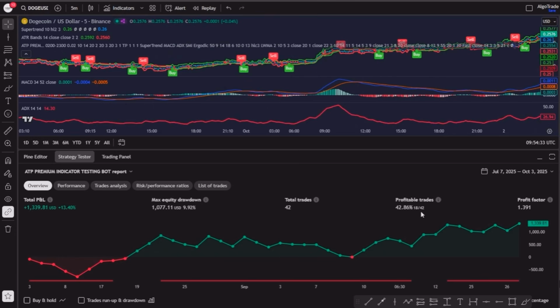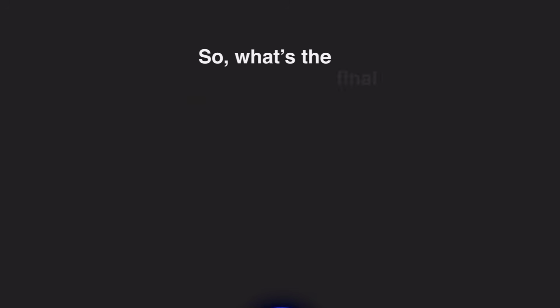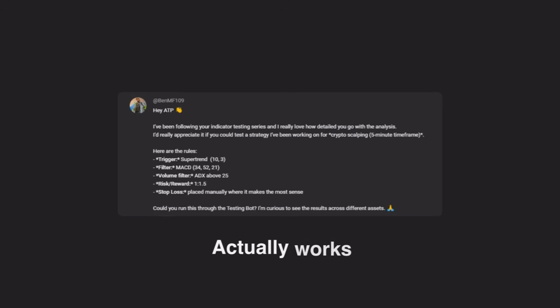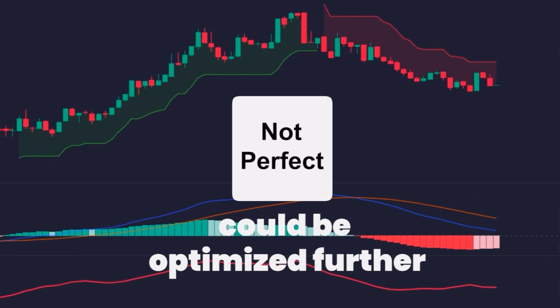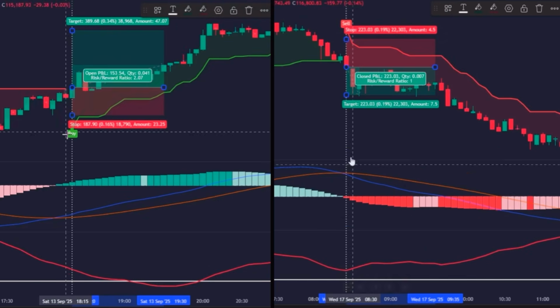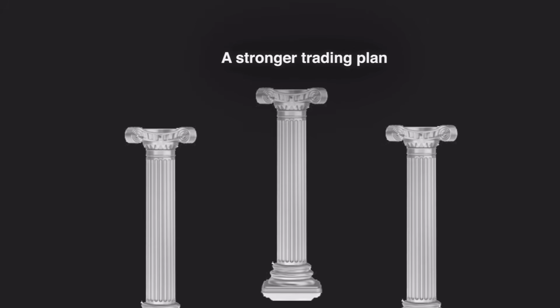The number of trades wasn't huge because the filters removed a lot of signals, but the trades that did remain were high quality. So what's the final result? Honestly, the subscriber strategy actually works. Of course, it's not perfect and it could be optimized further, but for a simple scalping system with just 3 indicators, the results are surprisingly solid. I would say this is a very good foundation for building a stronger trading plan.